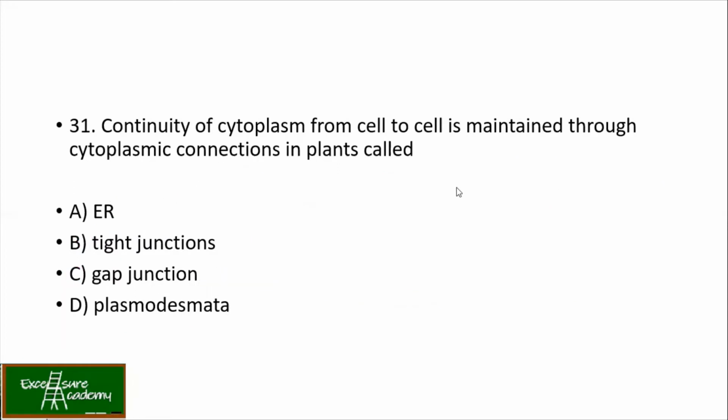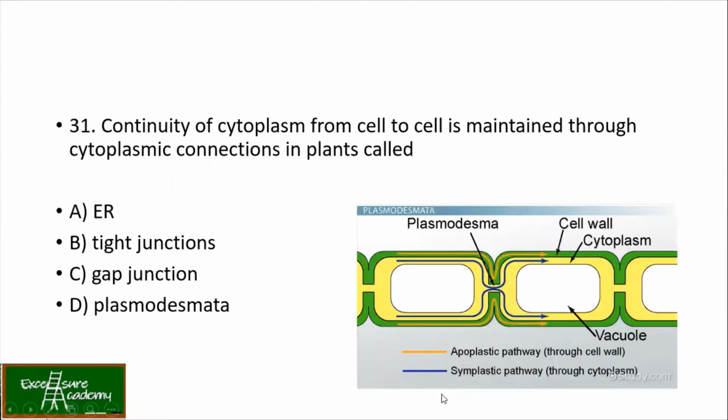So I hope this is clear. The figure is also given over here. You can see how nicely, because of the plasmodesmata, there is a continuity of the cytoplasm between the two plant cells. We can also see that when a molecule passes through the cell wall, it is called the apoplastic pathway. And if it is passing through the cytoplasm, it is called the symplastic pathway.